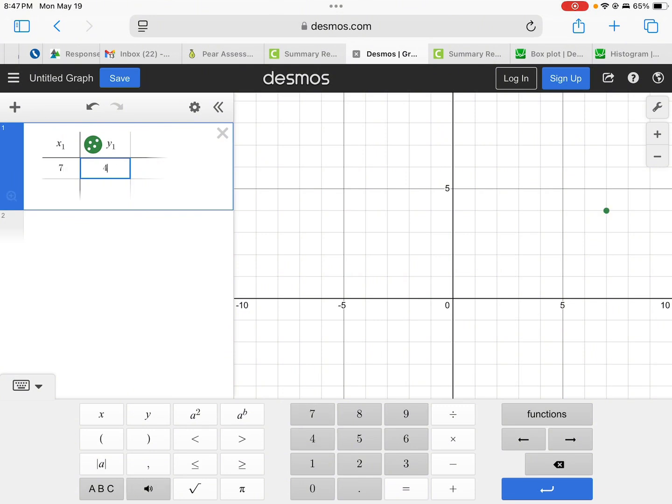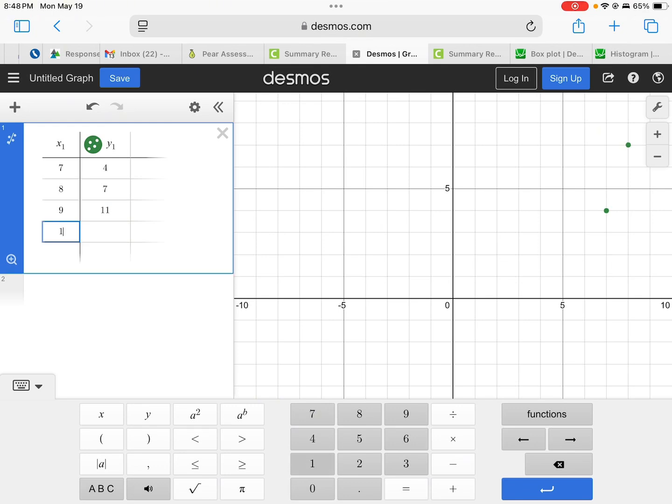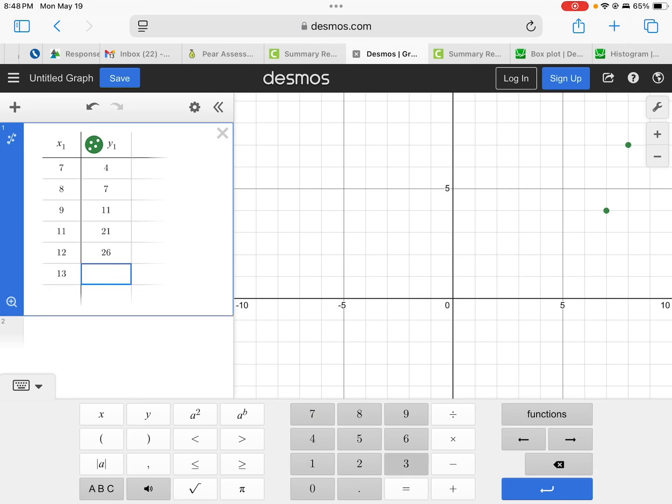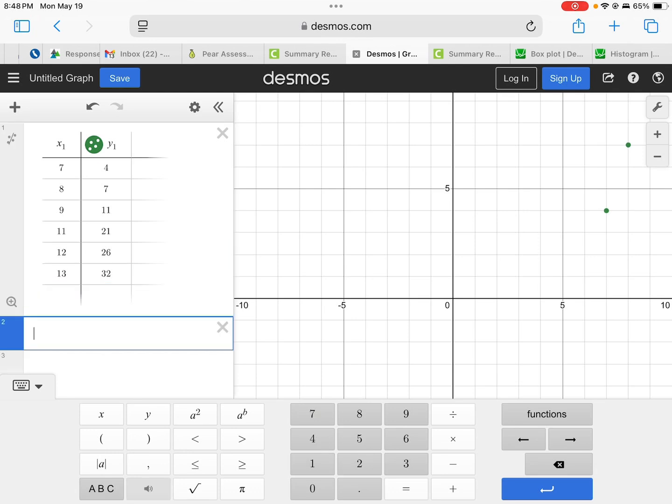I'm going to do 7, 4, and then 8, 7, and 9, 11, 11, 21, 12, 26, and last but not least, 13, 32. Okay, so, we might have a problem, Houston.